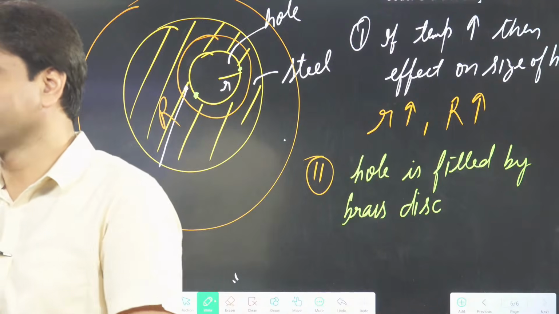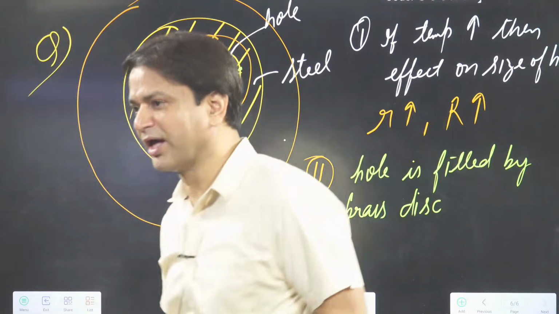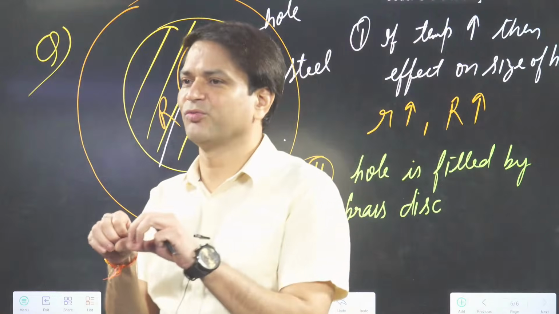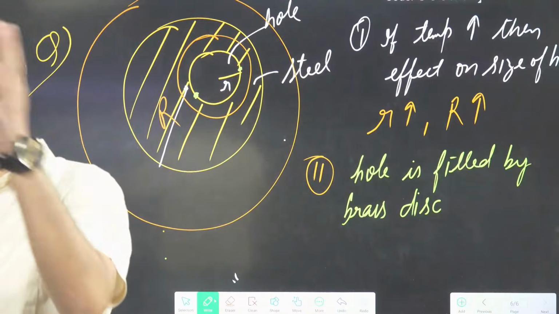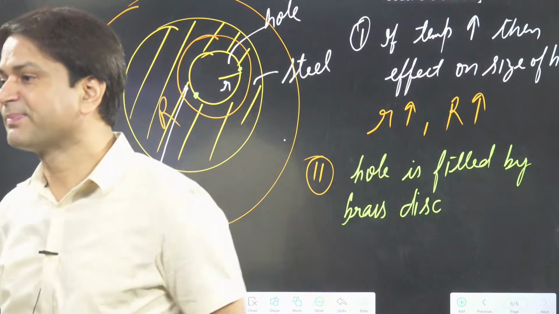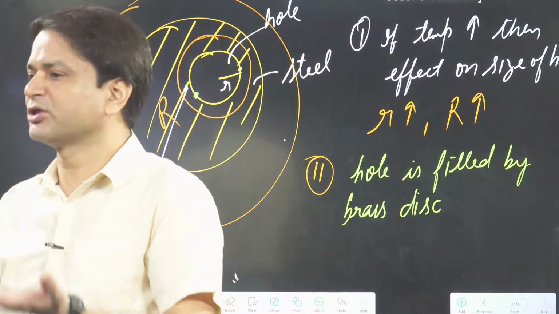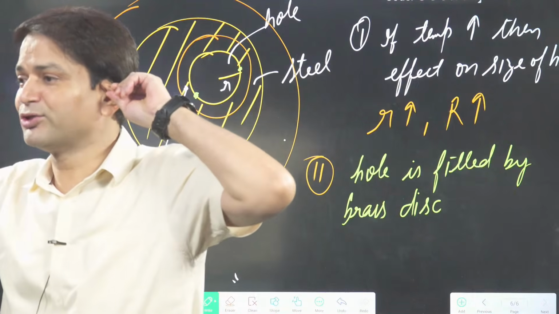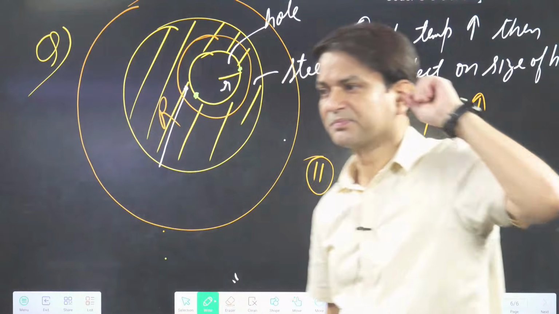Imagine zooming the image. Just zoom it. When you zoom it, what will you get? You will get the size of the hole more, and you will get the size of the disc also more. That is expansion. That is thermal expansion. Here, volume does not remain constant. You are keeping in mind that volume is constant. That's why you are unable to visualize.